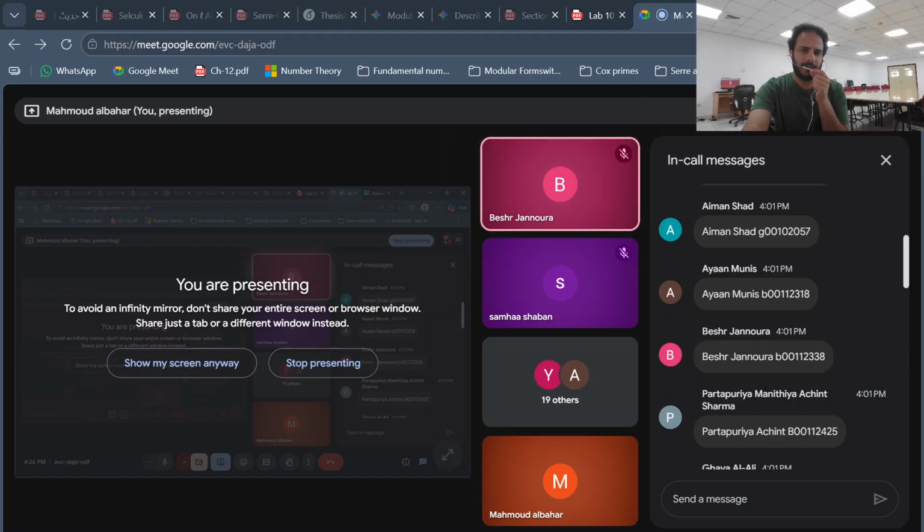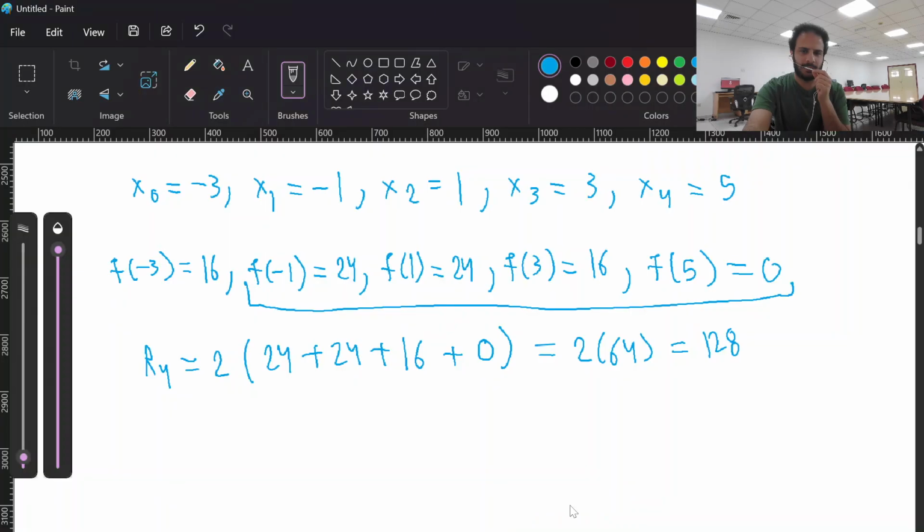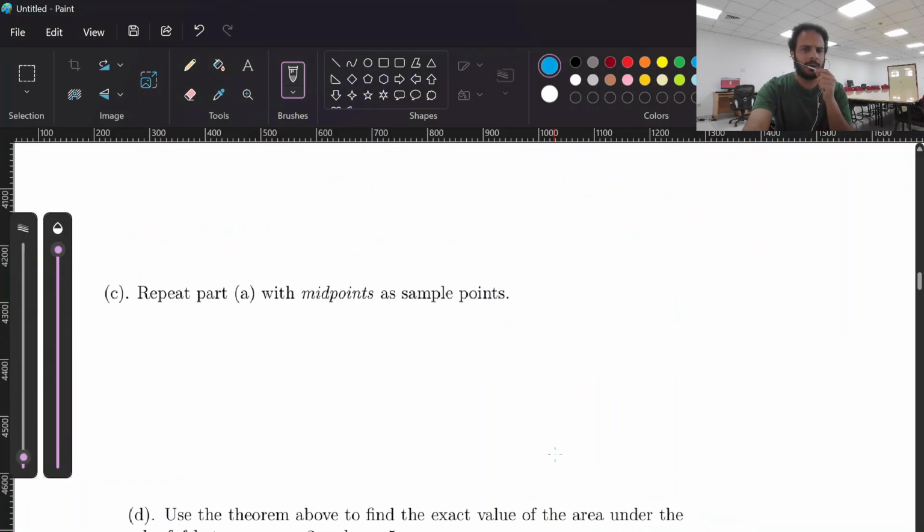Yes, Professor. Now I need your help with the midpoint. Where is the midpoint? Yes, the midpoint is part C.